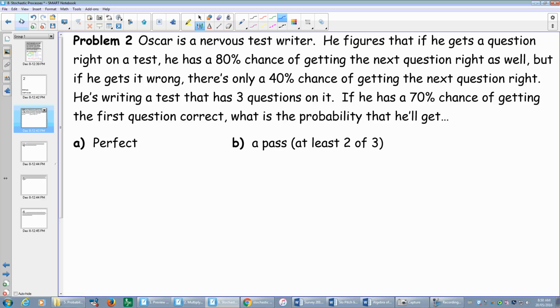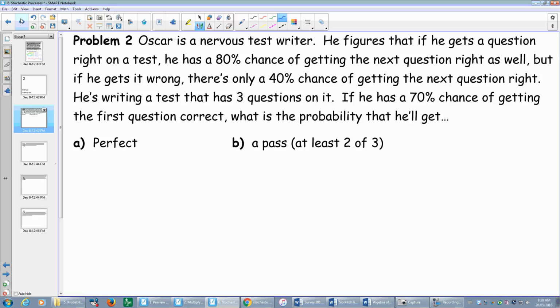Oscar is a nervous test writer. He figures that if he gets a question right on a test, he has an 80% chance of getting the next question right as well. But if he gets it wrong, there's only a 40% chance of getting the next question right. He's writing a test that has 3 questions on it. If he has a 70% chance of getting the first question correct, what is the probability that he'll get perfect or a pass, which we'll consider at least 2 out of 3?